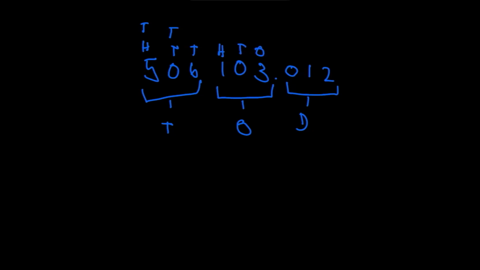And then if you remember the naming convention for the decimals, you start at the tens instead of the ones, and then you add that TH S to the N. So this 0, instead of being tens, is going to be tenths. This 1, instead of being hundreds, is going to be hundredths. And this 2, instead of being thousands, is going to be thousandths.